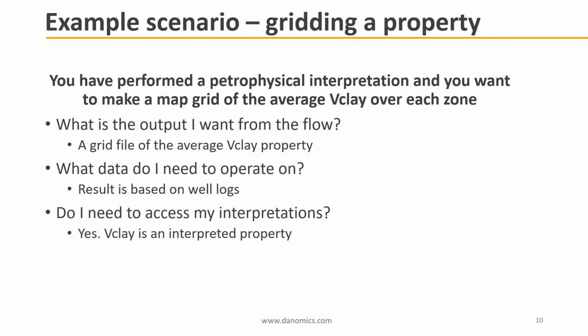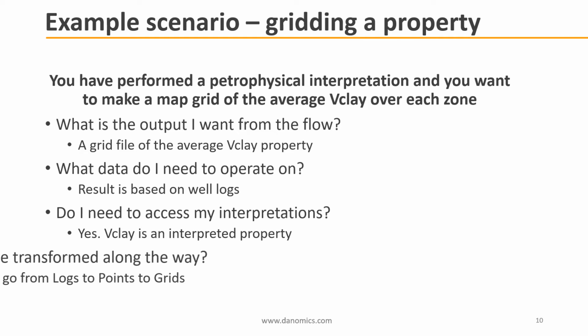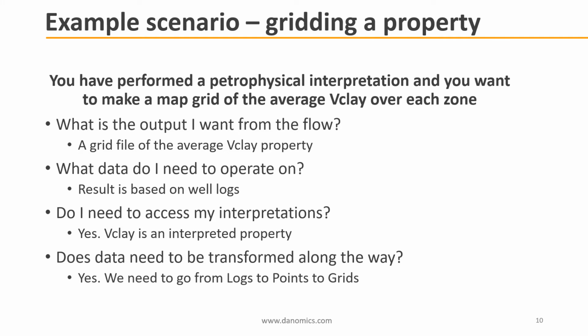And then, as I said, this is a calculated property. So do I need to access my interpretations? Yes. So we need to access our clay volume curve. And does the data need to be transformed along the way? Yes, we start with logs, and from those logs we calculate a V clay curve, and then we calculate an average clay volume, which is essentially a point associated with each zone, and then we'll convert those points to grids that we'll then use to make that map.